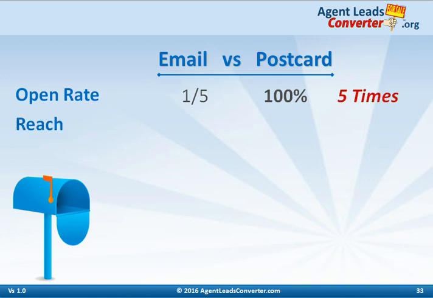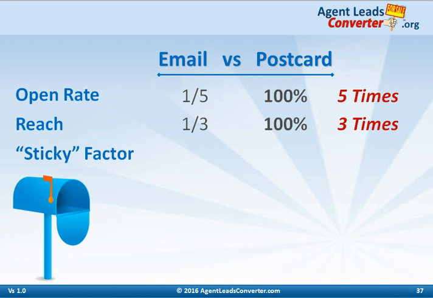Second is what we call reach. Reach is how many leads you're actually reaching through your marketing. You see, the challenge is most agents only get a valid email address on about a third of their leads, while they usually have a mailing address with all of their leads. That means postcard follow-up will get you in front of 3 times more leads than email follow-up.